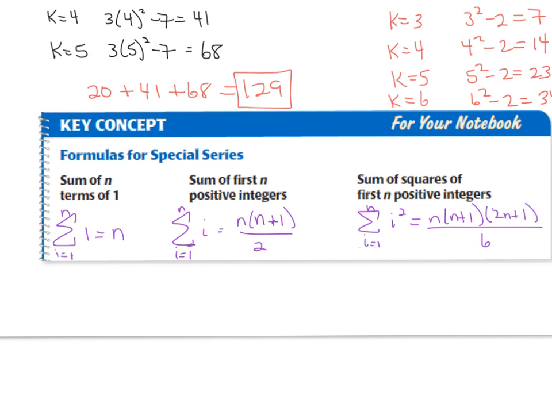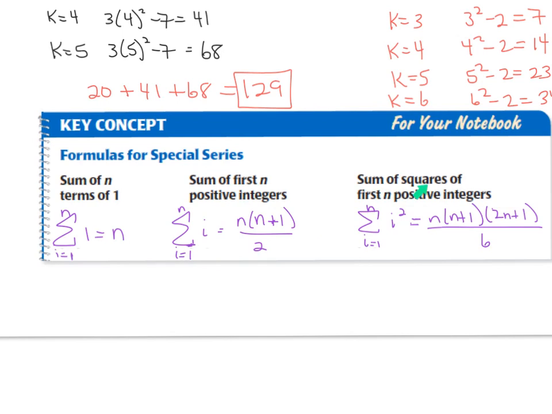And the last part that you have to take notes on are some formulas for special different series that we see. So here if you have a sum of n terms of 1, so say you have the number 1 and you're summing it up, I don't know, 10 times, then the answer would just be 10. Because you'd have 1 plus 1 plus 1 up to 10, which would equal just 10. For the second one, the sum of the first n positive integers, so from 1 to n, that would just be n times n plus 1, all divided by 2.